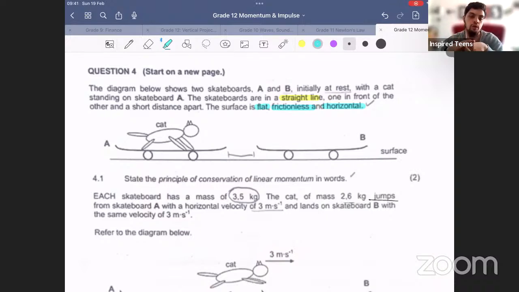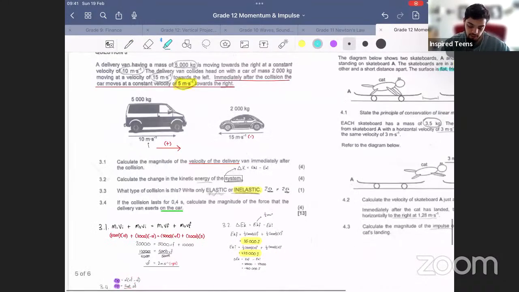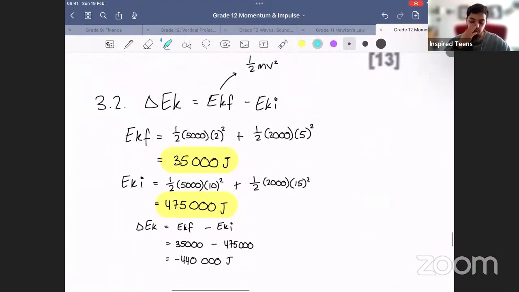On 3.4, I got 275 joules, not 475. You might be correct. Let's double check. Did you square? You might have forgotten to square your values. But I'm going to quickly double check.